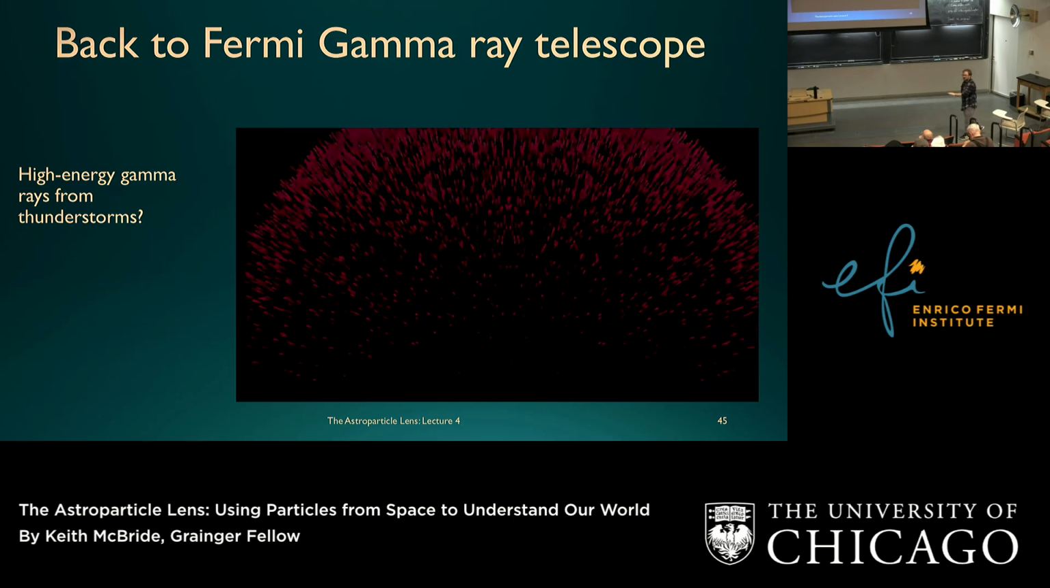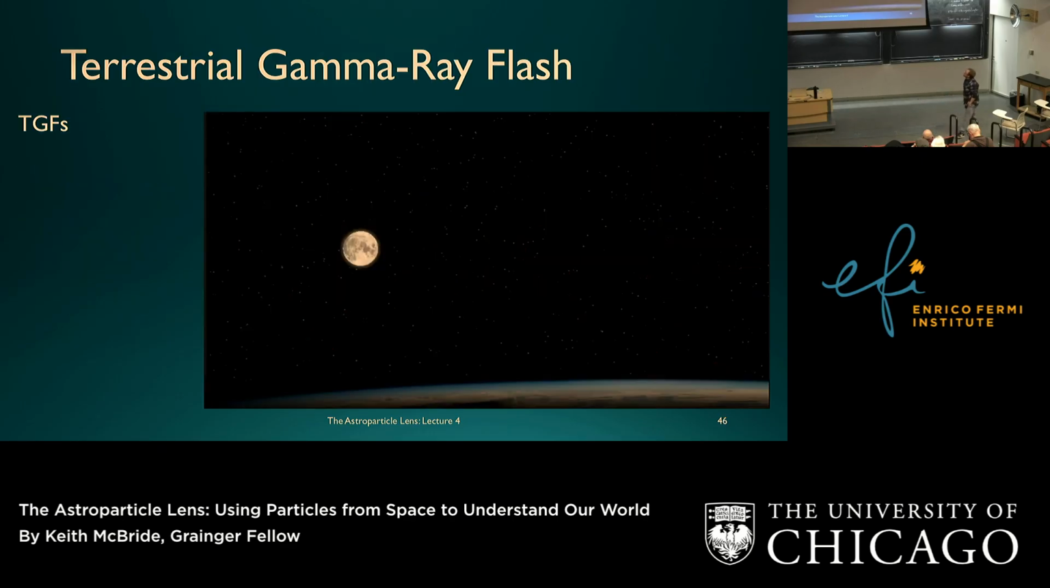Now, we haven't even reached lightning yet. We're just talking about thunderstorms, right? And a lot of scientists at the time actually said the gamma rays from Earth were not really possible. So these kinds of detections were sort of novel. And they named them terrestrial gamma ray flashes.